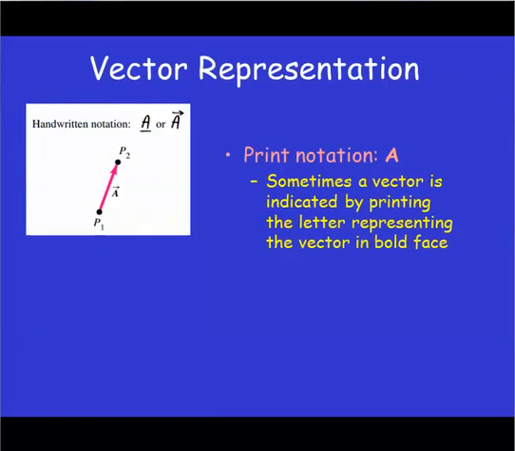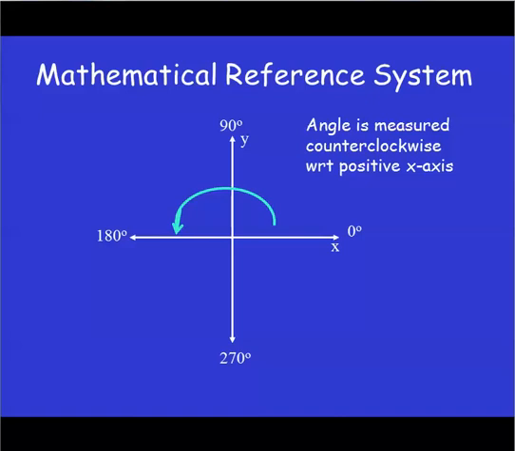I spoke about vector representation in the pre-lecture. I also spoke about the mathematical reference system, but I want to remind you about it. We're going to use this, and your calculator is set up to use this reference system. So positive x is 0, and we measure angles counterclockwise if they're going to be positive angles. Clockwise gives you a negative angle. So 90 is positive y, 180 is negative x, and 270 is negative y.